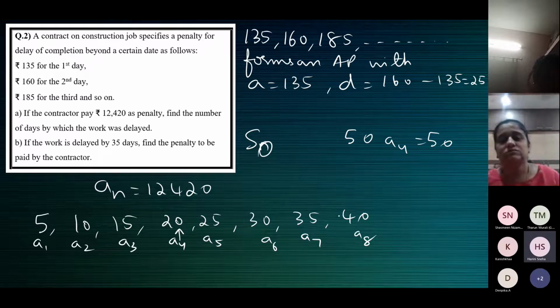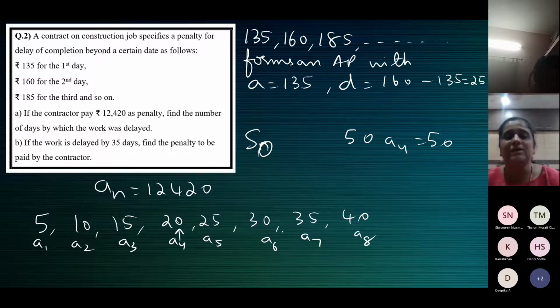Yes, ma'am. I was just trying to find it, ma'am. So I did it with SN only. Yeah, SN is correct. The contractor pays 12,420 as penalty. Penalty is what? The sum of the amounts on the different days. So it is SN. No term.